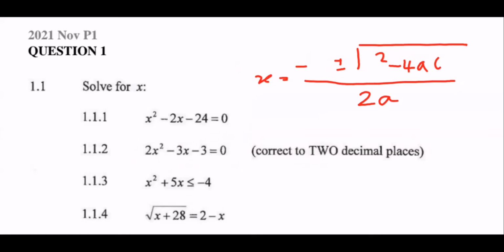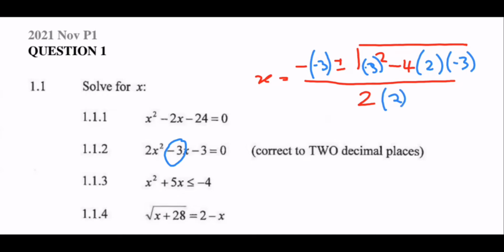So I'm going to replace the b with a negative 2. Sorry, not negative 2, the negative 3, the one that's in the middle. That's your negative b. Then a is the 2 that's in front, and c is the negative 3 at the end. So both b and c are negative 3 and a is 2. They come from the coefficients of this quadratic equation.